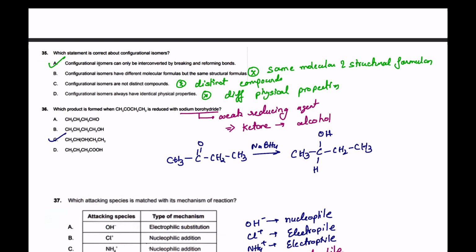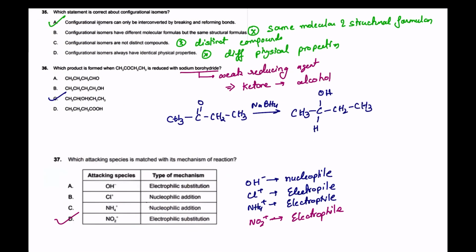Question 35. Which statement is correct about configurational isomers? Option A is obviously the correct answer because configurational isomers can only be interconverted by breaking or reforming bonds. There is no other way you can interconvert configurational isomers. Second option, configurational isomers have different molecular formula but same structural formula. That is not correct. They have the same molecular and structural formulas. Configurational isomers are not distinct products. No, they are distinct compounds. Configurational isomers always have identical physical properties. Not really. They can have different physical properties. So from all this, option A is the correct answer to this question.